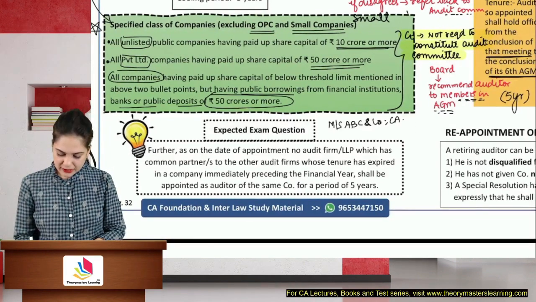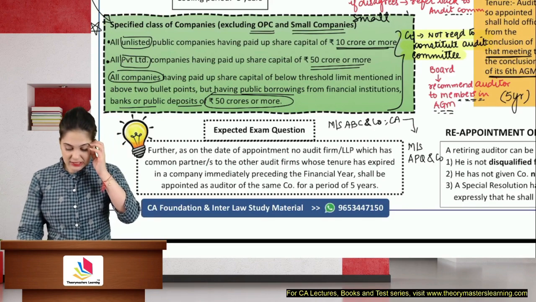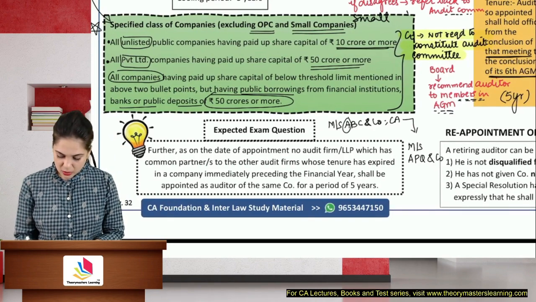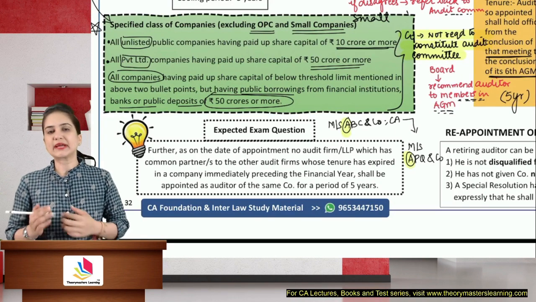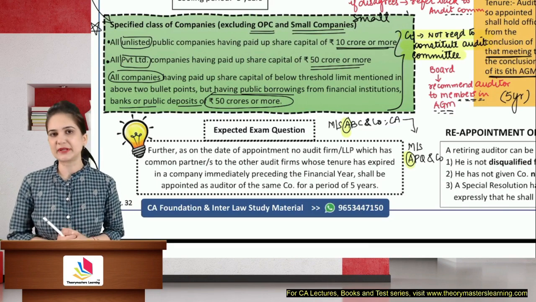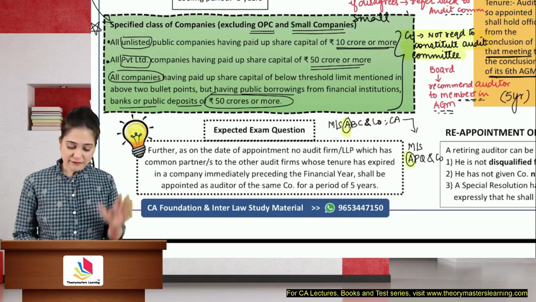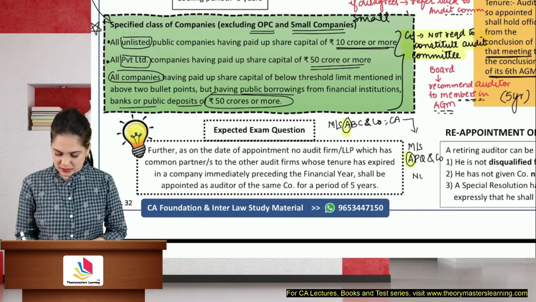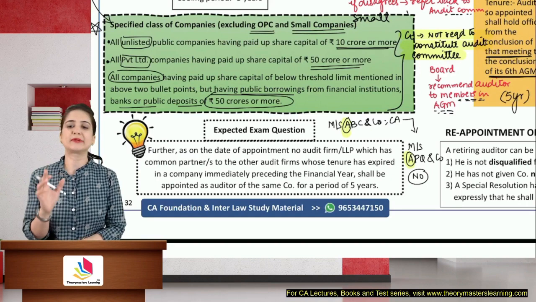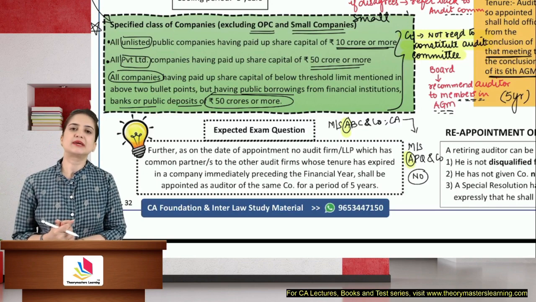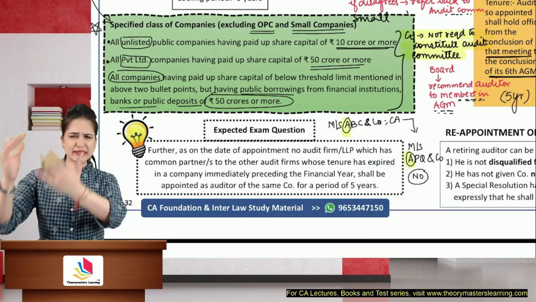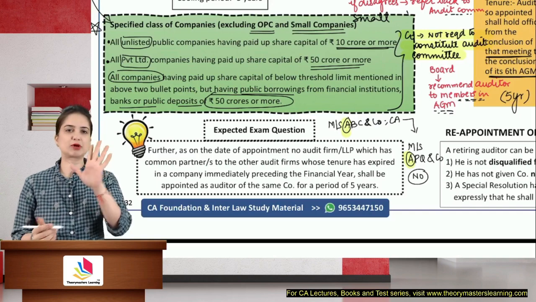Now we want to appoint Messrs APQ and company chartered accountants as the auditor of the company. In this case, Mr. A is a common partner. Can I appoint APQ and company as auditor of the company during that cooling period? Answer is no. We cannot appoint APQ and company chartered accountants as the auditor of the company because there is one common partner. So what we want to say is that in case of outgoing firm and incoming firm, if there is one common partner, then you cannot appoint that person in the cooling period.